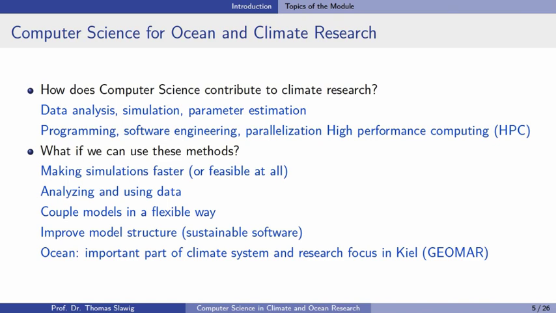And of course, computer science contributes to climate research also in programming and software engineering and parallelization and high performance computing, HPC, because the climate system, or the Earth, where all this climate happens, is very big. So if we really want to have a detailed simulation, we need very high dimensional models. We need a very fine spatial and temporal resolution. So there we need high performance computers, and they work with parallel hardware. And so we need programming, of course, if we want to put a model on the computer.